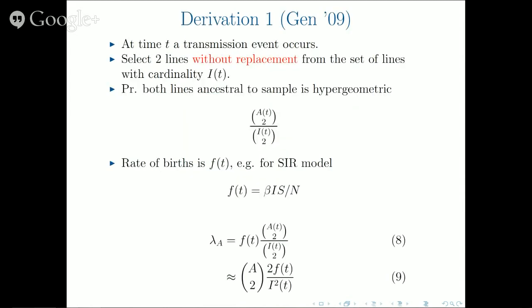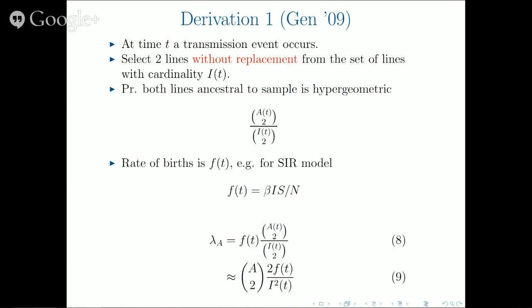Okay, so this is the first derivation of the coalescent rate. It's similar to what we have in our 2009 Genetics paper. And this is sort of a heuristic derivation, so it's fairly easy to understand, but not that rigorous. So suppose a transmission occurs at some time t. Select 2 lines out of the entire population of infected individuals with cardinality I, and select them without replacement. Those 2 infected individuals are the ones involved in the transmission event, where one of them begets the other.